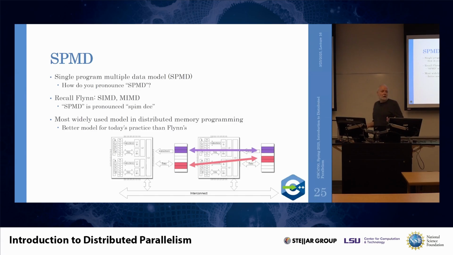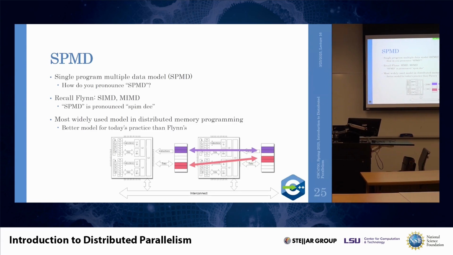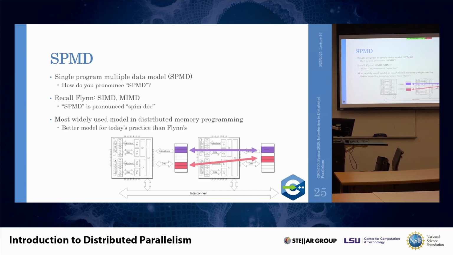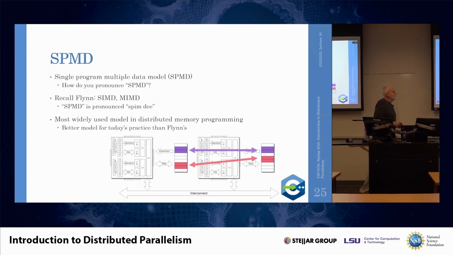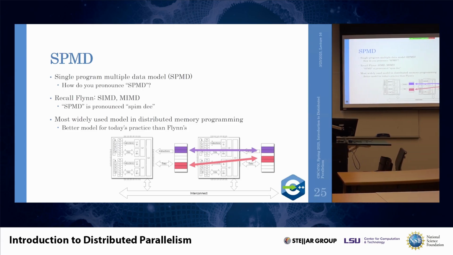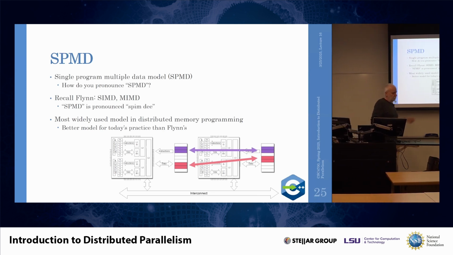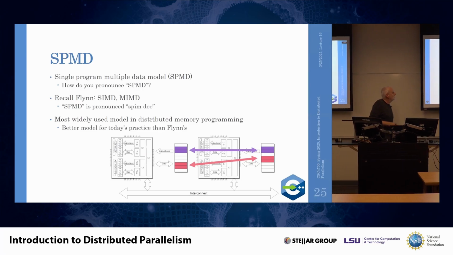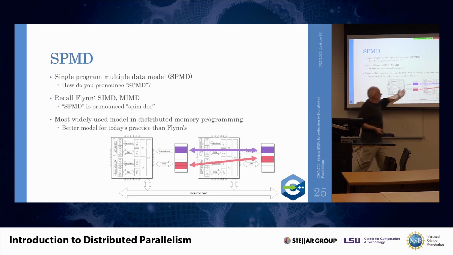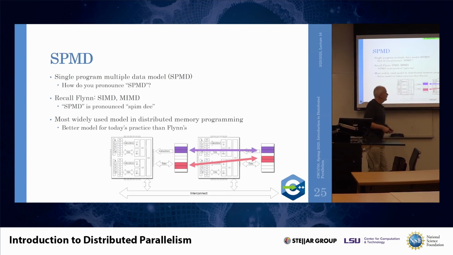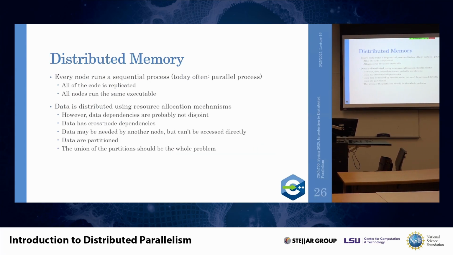So how do you pronounce SPMD, right? Well, people usually say SPMD. I don't know if that's the right way to do that, but let's call it SPMD. As I said, it's the most widely used model in distributed computing today. It's a much better model than what we defined based on Flynn's taxonomy when it comes to distributed computing, which is exactly what I said. You have the same code, you have different data on the different nodes running at the same time.